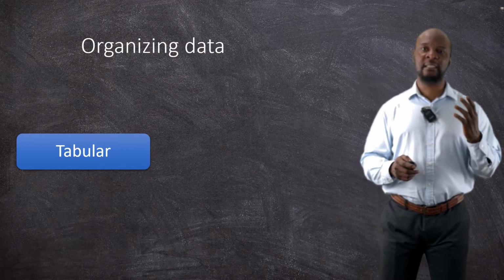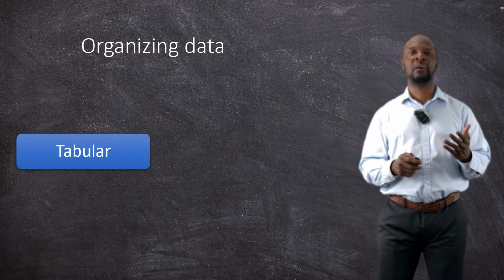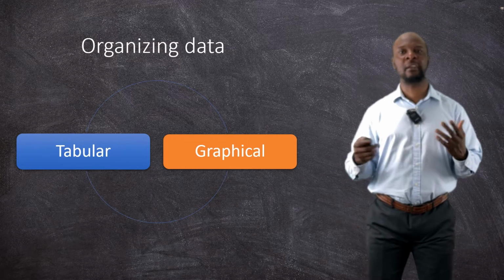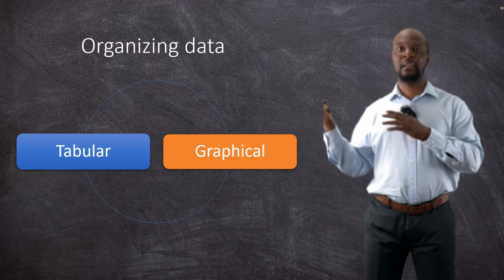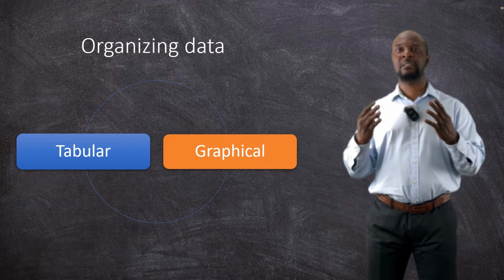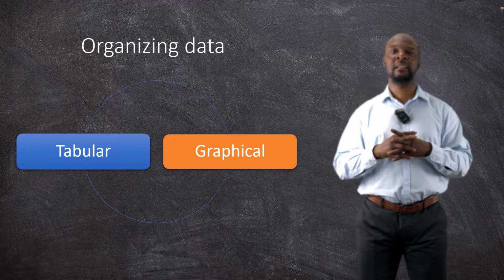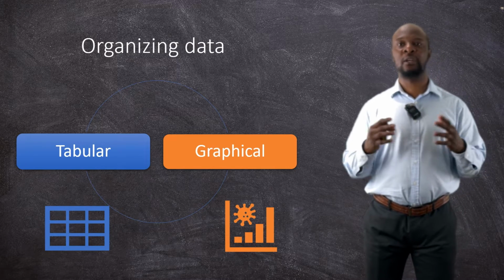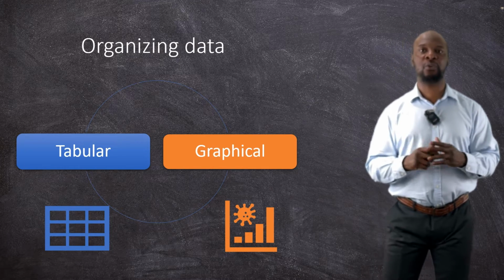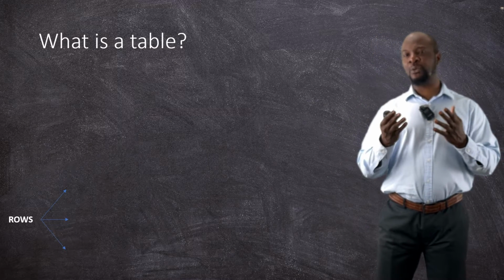So when you're organizing data, you can organize it in one of 2 ways. You either organize it in a tabular form or you use a graphical form. The graphical form, we will talk about in our next video, but this video series is just about organizing data in a tabular form. We're going to concentrate on the tabular form, and we start by talking about a table.